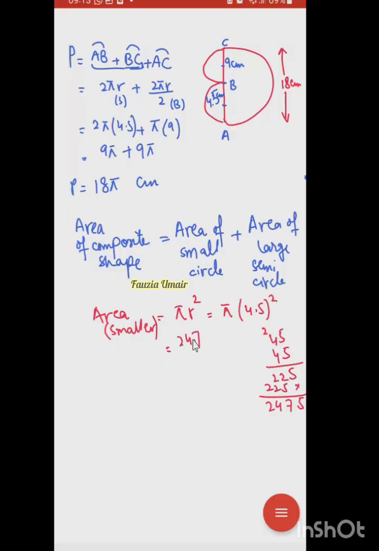2475. The decimal will go after two decimal places, 24.75 pi. And the unit would be centimeter square. This is the area of the smaller circle. Now area of the semicircle.